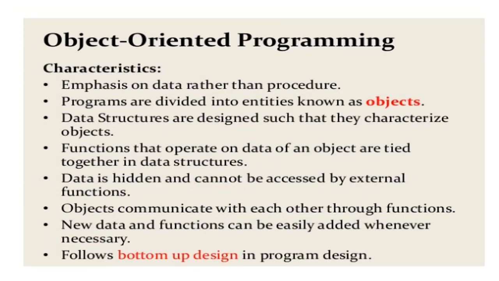So here are some key characteristics of object-oriented programming I have mentioned. Object-oriented programming emphasizes data rather than procedure. Programs are divided into entities known as objects. Data structures are designed such that they characterize the objects. Functions that operate on the data of an object are tied together in data structures. Data is hidden and cannot be accessed by external functions. Objects communicate with each other through functions. New data and functions can be easily added whenever necessary. Also, it follows a bottom-up approach in the design part.